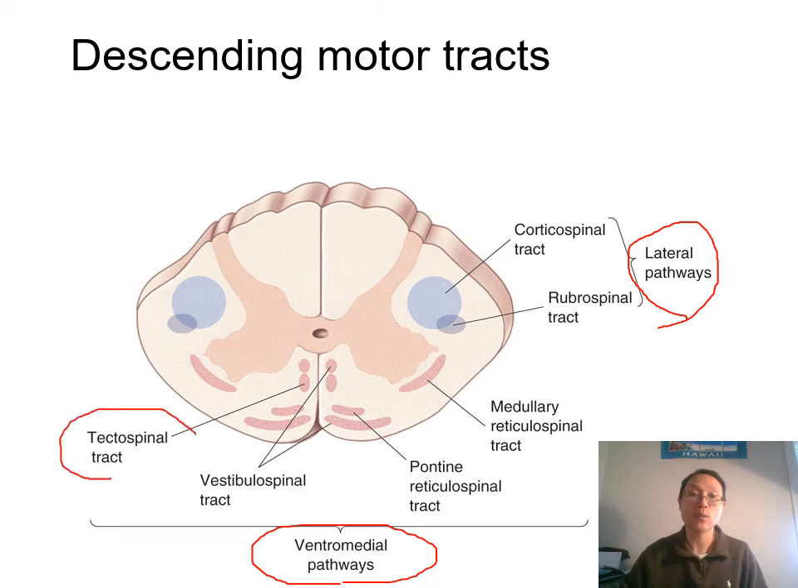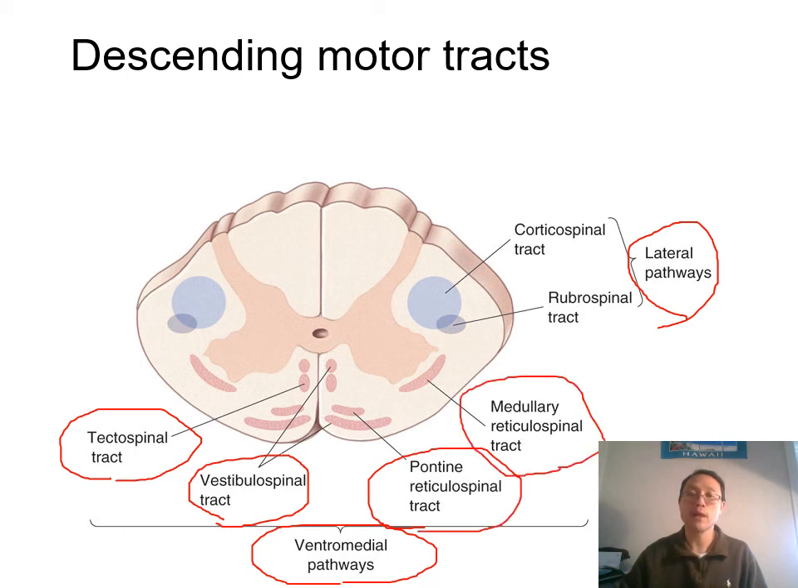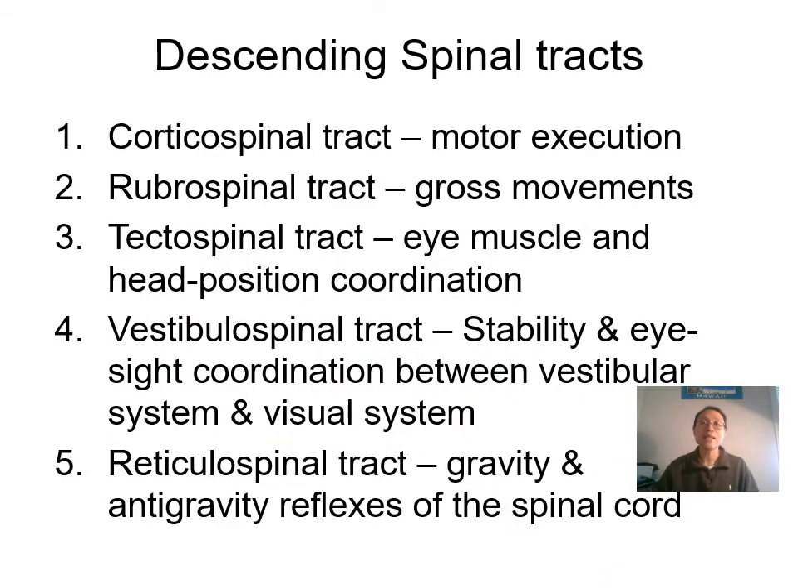So you've got the tectospinal tract, the vestibulospinal tract, the pontine reticulospinal tract, and the medullary reticulospinal tract. All of these tracts are really important for each kind of motor movement, when you are looking at the smooth operation of the motor command. So for the descending spinal tracts, we just list a few of them. Make sure you know this for your exams.